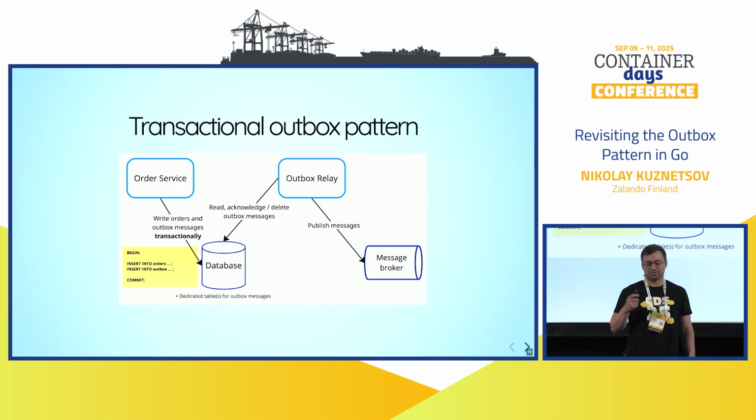But then we have to introduce an Outbox relay, which is a different entity which is going to poll our Outbox table. The Outbox table is a new table which we introduced for Outbox messages. It would read messages from that and eventually send them to the message broker and acknowledge them or delete them in our database, in the Outbox messages table, which we have just introduced. So that actually works.